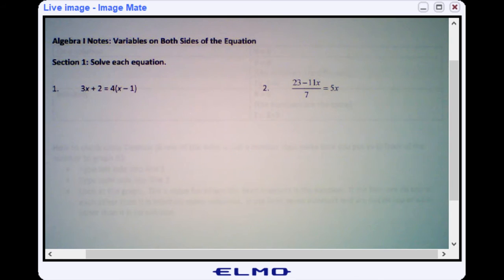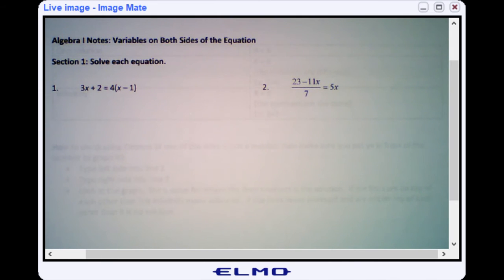We're going to talk about equations with variables on both sides. We're going to solve each of these equations. We've got 3x plus 2 equals 4x minus 1. The important thing here is we're going to clean up each side separately, as Ms. Butler says, so simplify or combine your like terms. And then we're going to get x's on one side and numbers on the other.